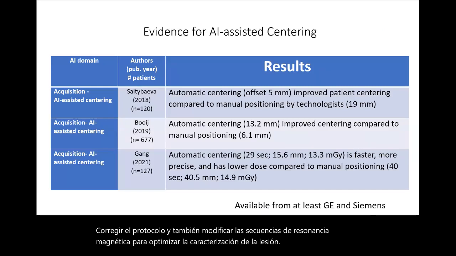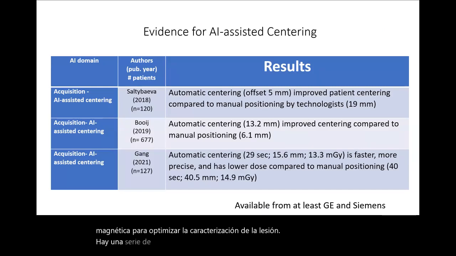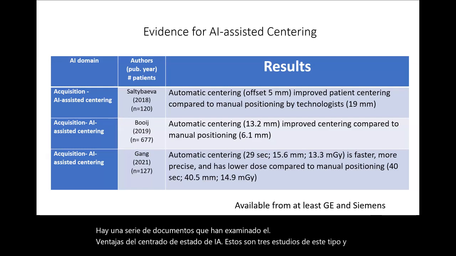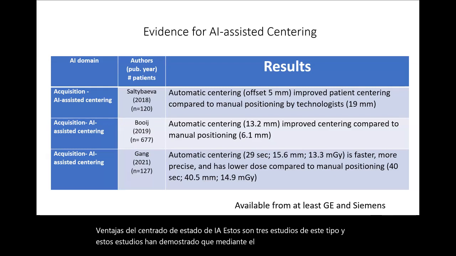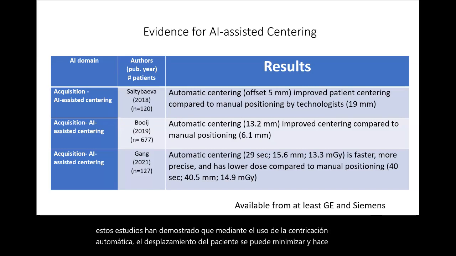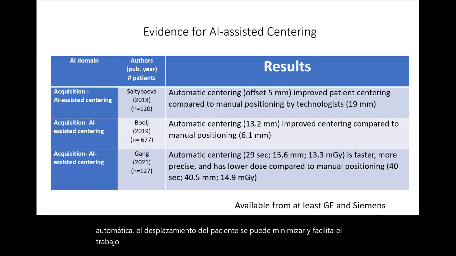There are a number of papers which have looked into the advantages of AI-assisted centering. These are three such studies. And these studies have shown that by using automatic centering, the offset of the patient can be minimized, and it makes the job of the technologist easier. It also will reduce the artifacts. And there is also actually a saving of the radiation dose.